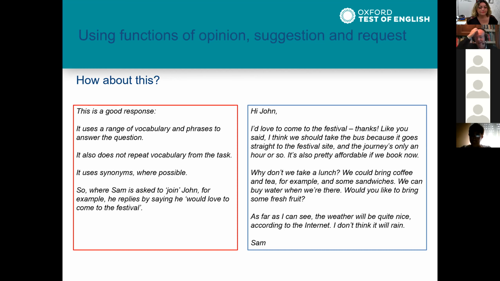So he's not repeating the words, the vocabulary and phrases from the question. In the question, it said, would you like to join us? He says, I would love to come to the festival. So using a synonym, using his own words. And with this answer, our student, Sam, is really showing a good level of English. This is what we expect for a B2 in writing.